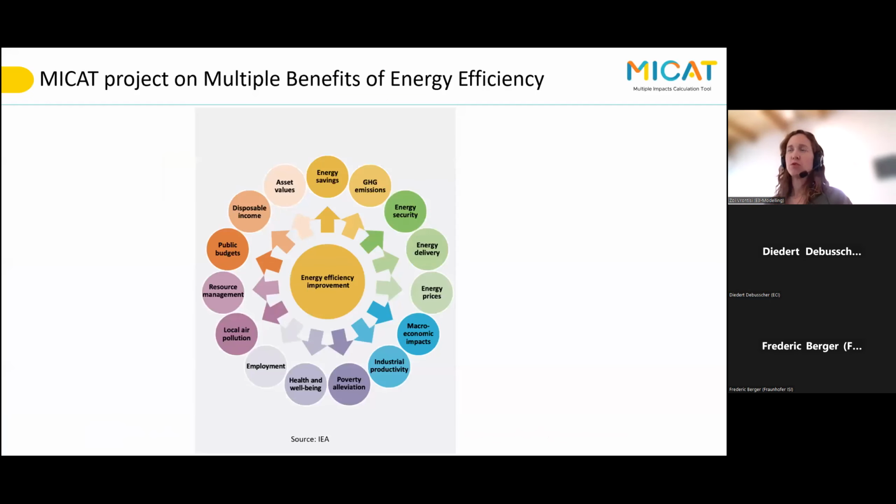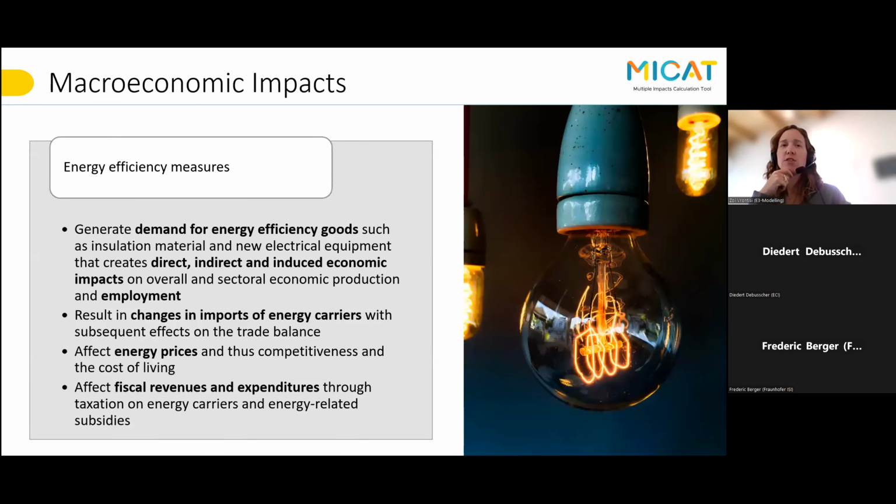So the MICAT project assesses, and this you can also find in the previous presentation, a number of multiple impacts, some of which relate to the macroeconomy and the microeconomy. So this is what we will discuss mostly today, starting with a general overview of how energy efficiency measures can actually bring some macroeconomic implications.